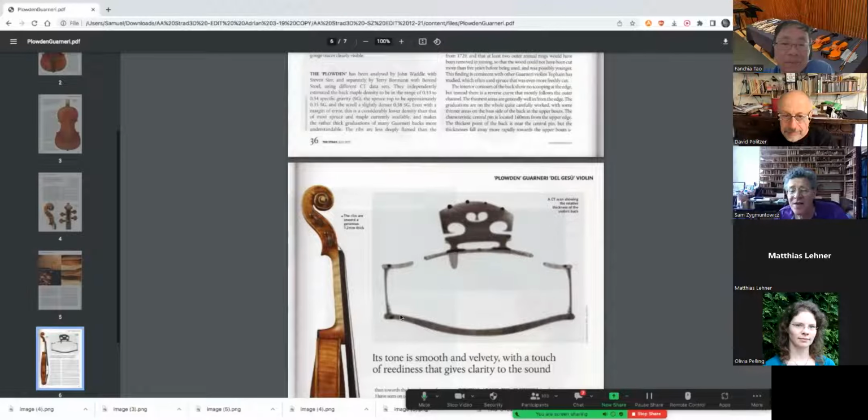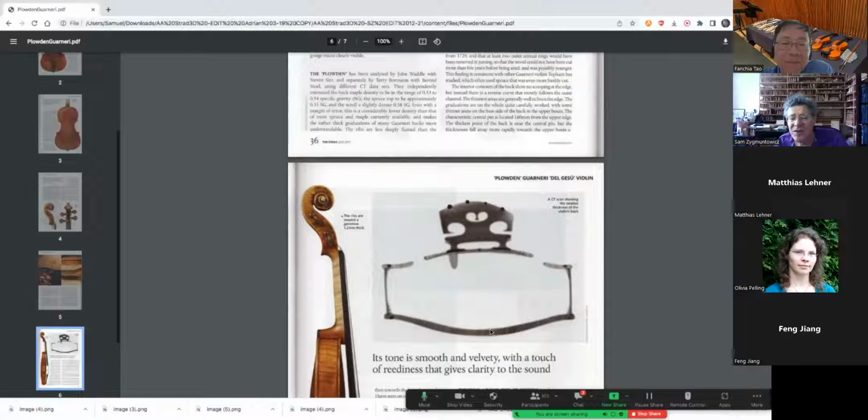There are a lot of things that, even if you saw this in numbers, it wouldn't make the same impression. For example, I'm used to thinking of this as being the thickest area of a violin, and it often is, but in this case, there was a bit of a flat spot there.